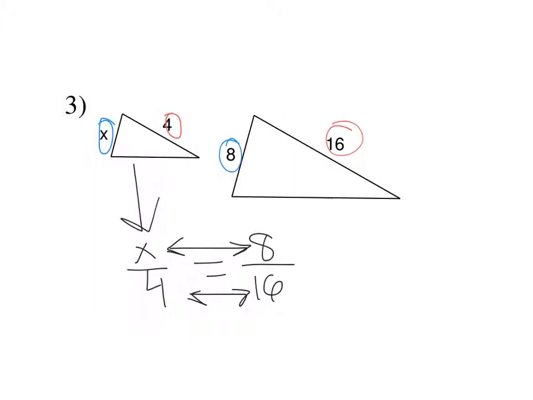Okay, so now I can use some math to make sure that they're mathematically similar. 4 times 4 will give me 16. And since I got to go the other way to get to what x is equal to, I have to divide. So 8 divided by 4 gives me 2. So x in this case is equal to 2.